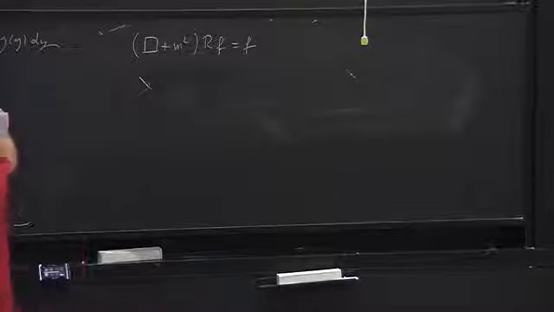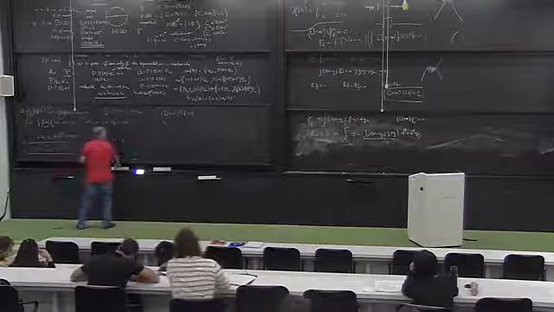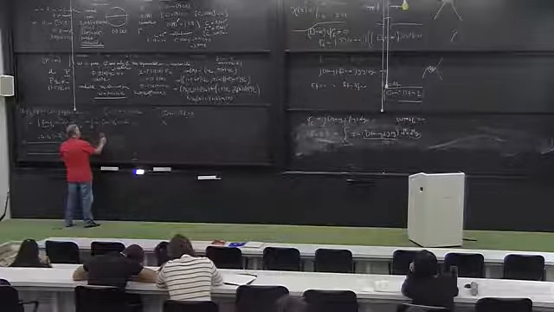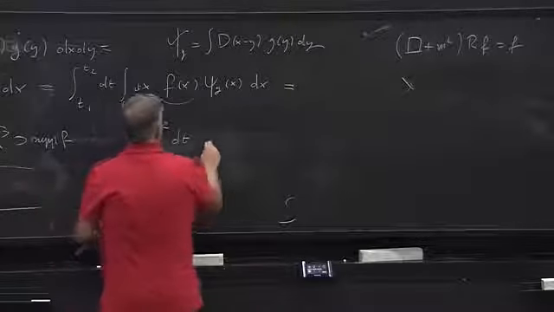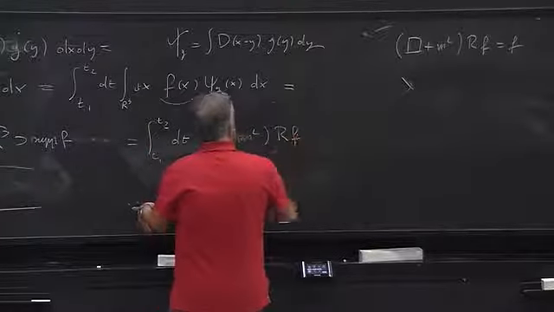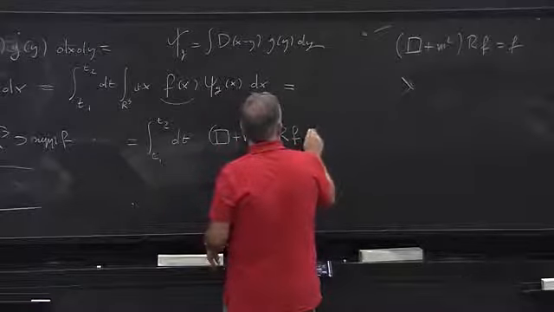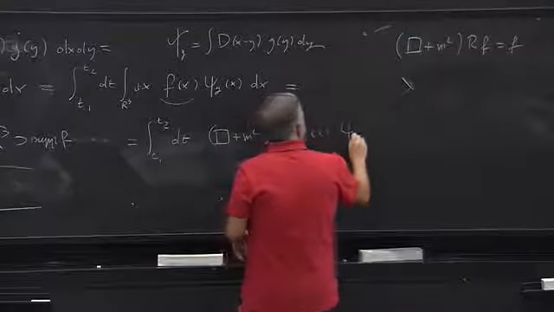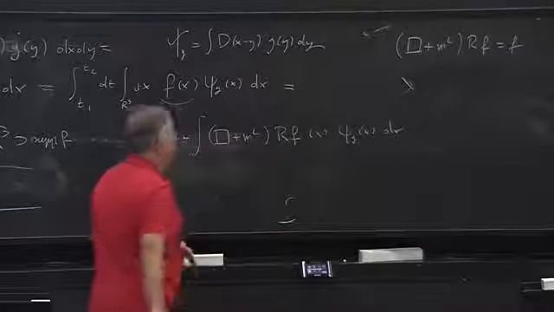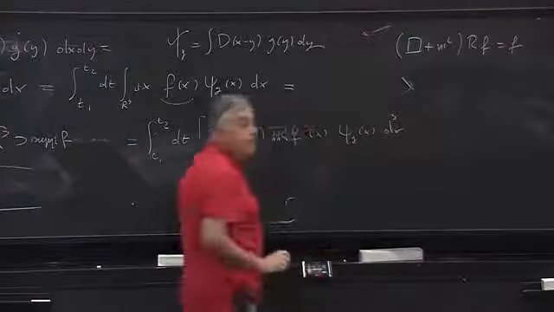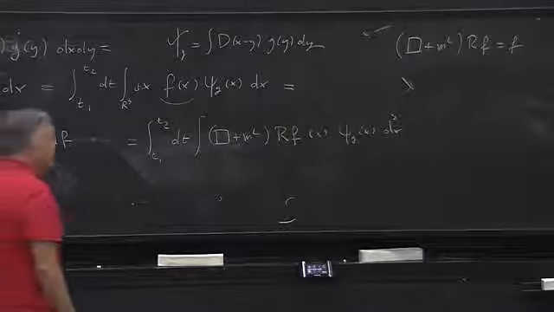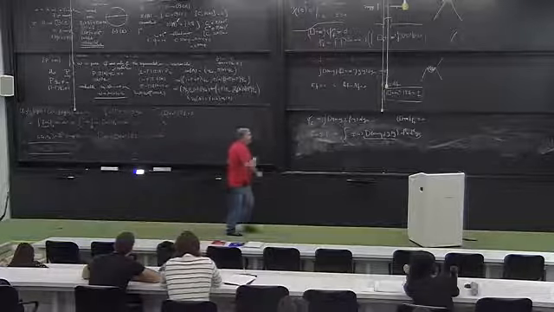So this integral equals the integral from T1 to T2 dt of the Klein-Gordon operator applied to RF of x, psi g of x, d3x. Okay. Now let's be complete.